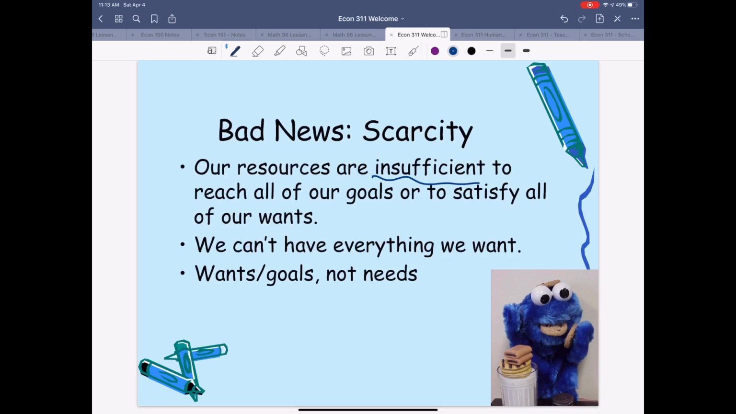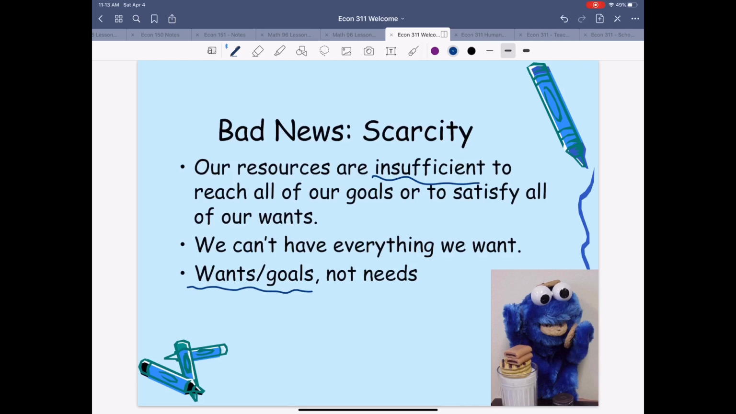And sometimes that scarcity is related to not being able to achieve goals for different reasons, but we all know that scarcity exists. We can't have everything we want. And that means that we can't achieve all of our wants or goals.